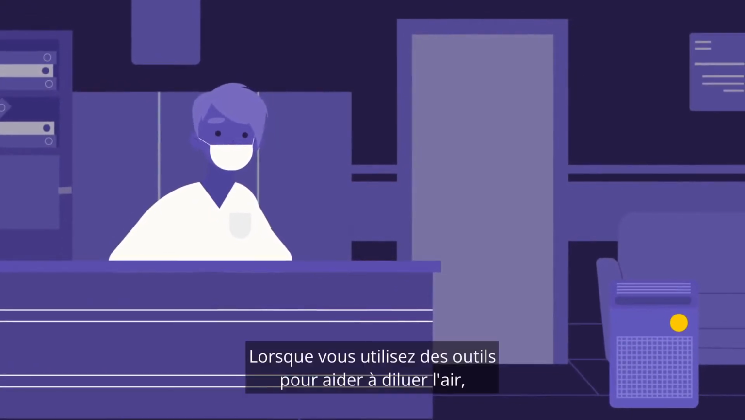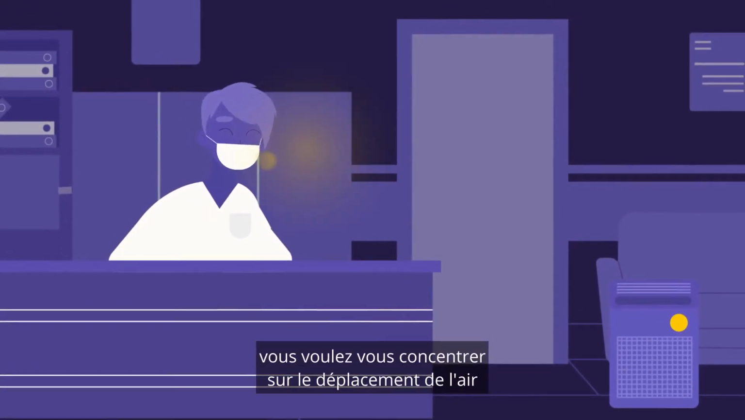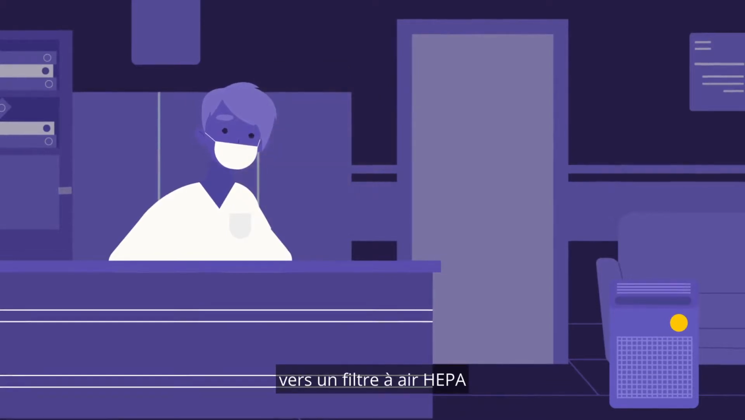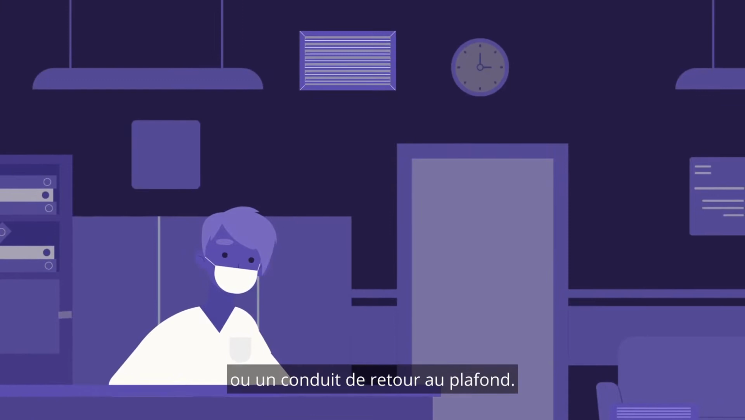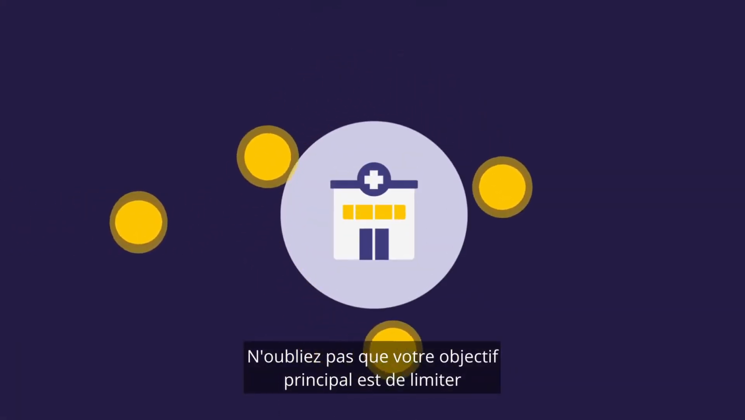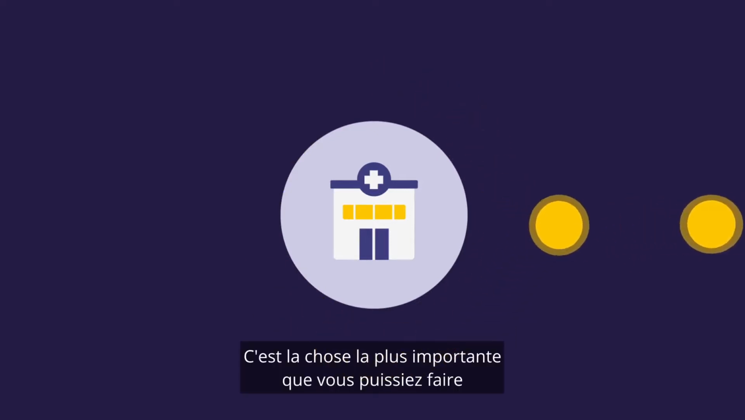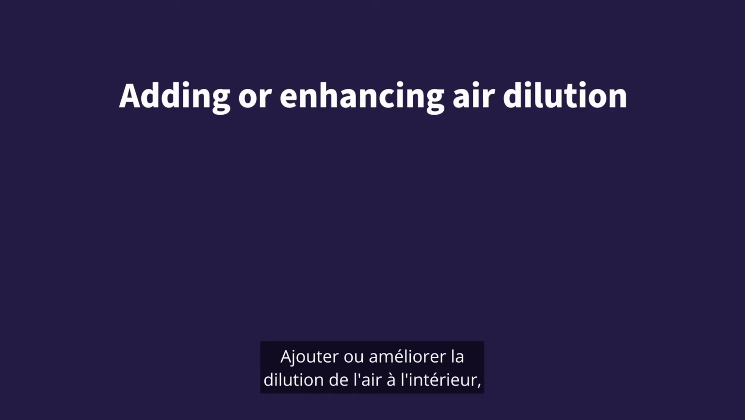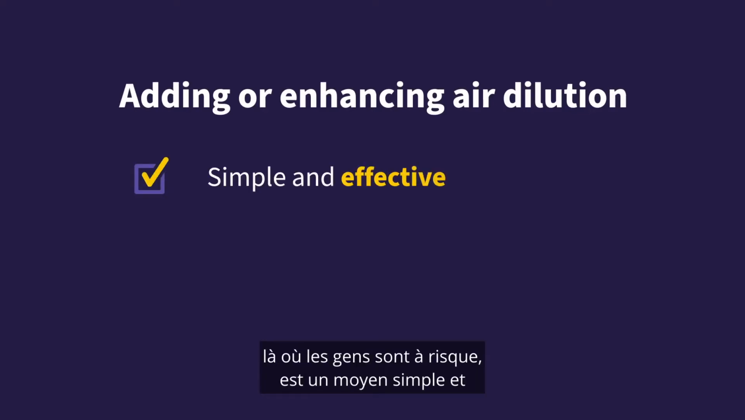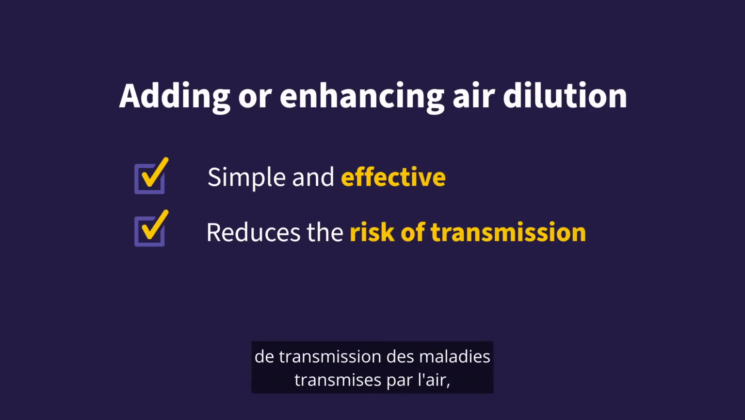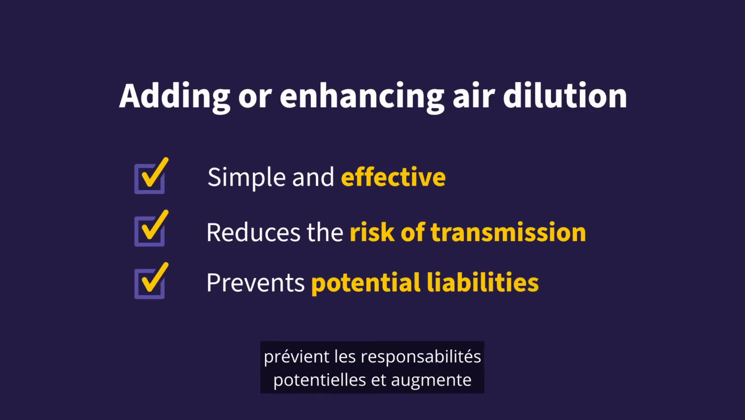When using different tools to help dilute the air, you want to focus on moving the air away from potentially infected people to either a HEPA air filter or up toward a ceiling return duct. Remember, your primary goal is to limit exposure to the virus. This is the most important thing you can do in reducing its spread. Adding or enhancing air dilution indoors, where people are at risk, is a simple and effective way to ensure that your organization reduces the risk of transmission of airborne diseases, prevents potential liabilities, and increases trust from your community.